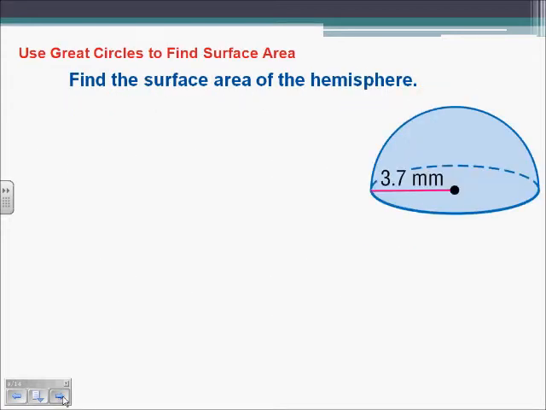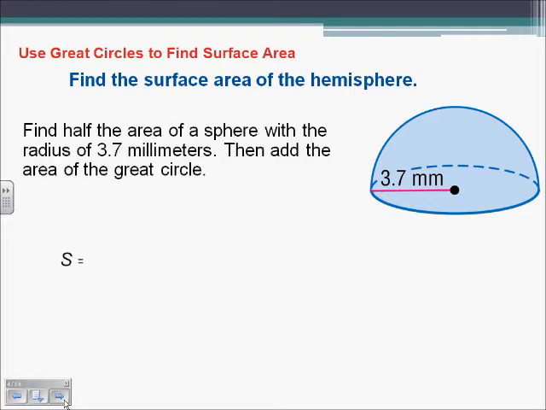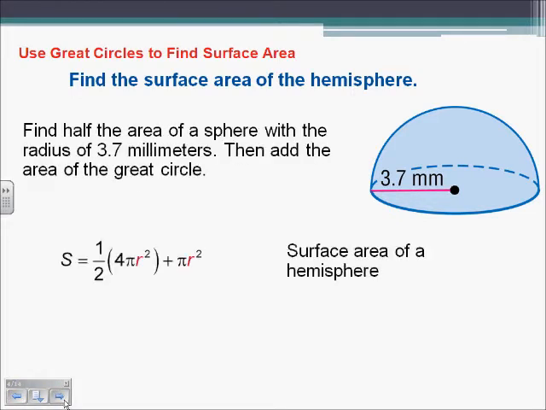Here we're asked to find the surface area of a hemisphere, given the radius of 3.7 millimeters. We know that a hemisphere is half of the sphere, so we can start out by taking half of the surface area of the sphere, but the surface area of the sphere doesn't account for the circle that's making up the base of our hemisphere there, so we need to add that along with it. So we start with our 1/2 times 4 times pi times the radius squared for the surface area, but then we also add on the area of that circle, which would be pi r squared.